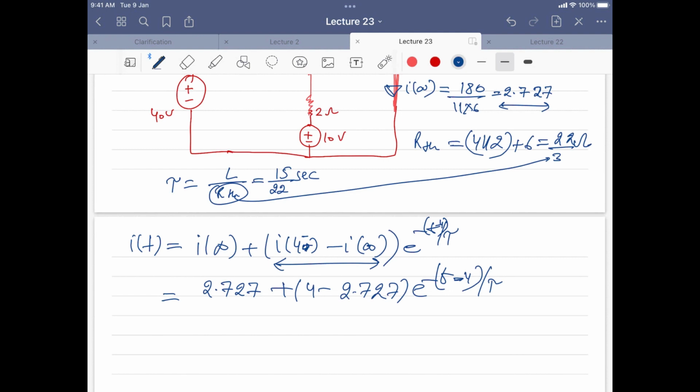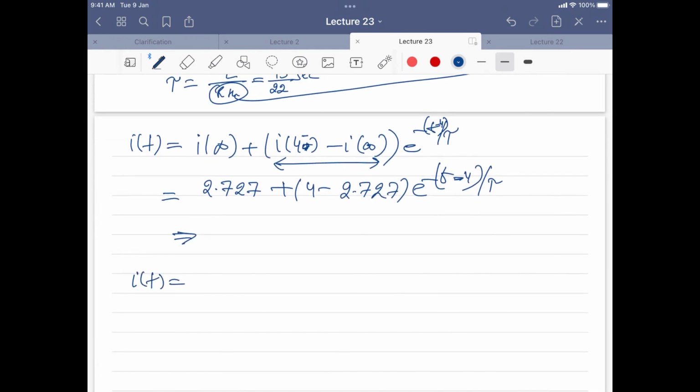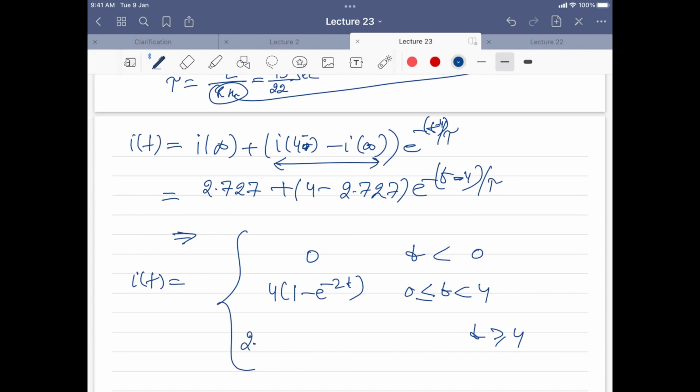I have given you this generalized expression, if you remember. So if you want to write the complete expression for IT, it will be 0 for t less than 0, 4 times 1 minus e to the power minus 2t for t between 0 and 4, and for t greater than or equal to 4, it is 2.727 plus 1.273 e to the power minus 1.4667 times t minus 4. So this is basically the current expression.